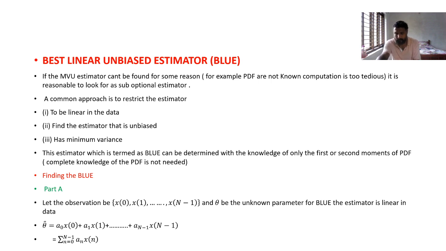Okay, so where the a_n's, or a_i's, are constants to be determined. For theta cap to be unbiased, we should require that the expectation of theta cap should be equal to theta. That is, expectation of theta cap should be equal to theta.